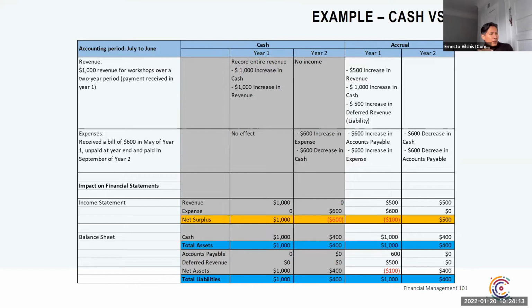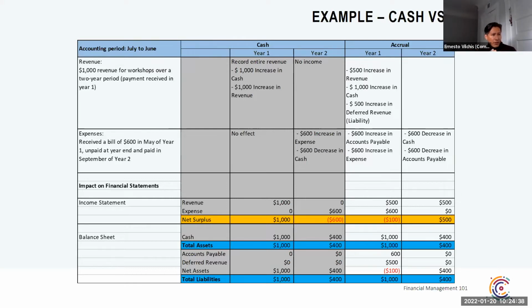All right, so here I'm going to walk through two brief examples of the difference between the two. On the columns, we have year 1 and 2 under cash. In the first example, let's say that you receive $1,000 in revenue for workshops that you're going to be delivering over a 2-year period, right?